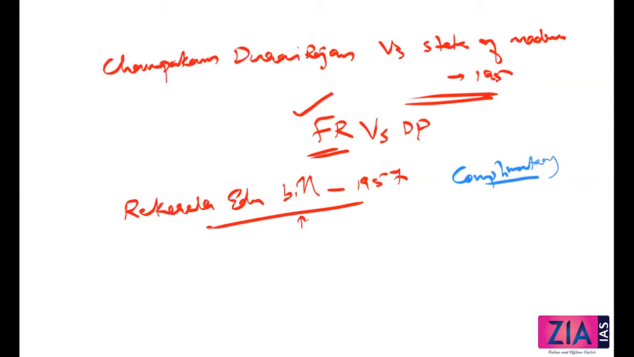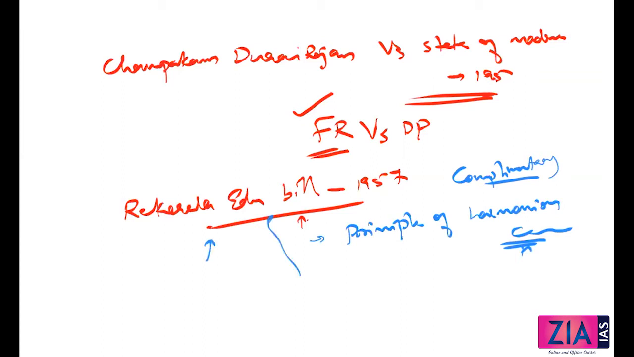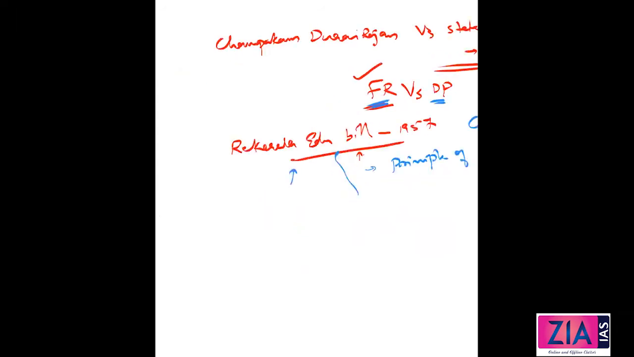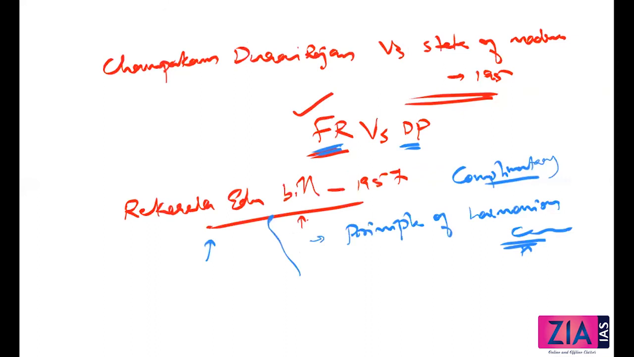So there is a principle of harmonious construction. It should be like this: if the court is looking into any case where a dispute between fundamental rights and DPs comes up, you should try to interpret in such a way that there is no conflict, because both are equally required and complementary. So there should be a harmonious situation. That is the way the court needs to consider.